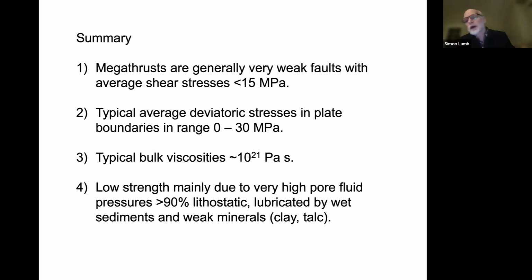So yeah, I think people are thinking of earthquakes always in terms of some regional stress field, which ignores the effect of gravity locally.